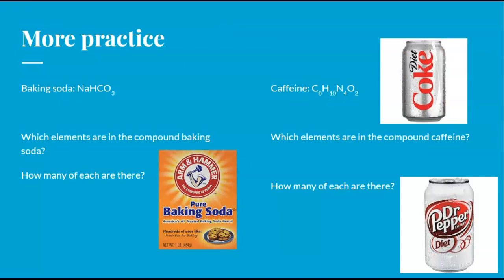2 more practice. Here we go. We've got baking soda, what you use in cooking and baking, cakes, stuff like that. The chemical formula is NaHCO3. So take a minute, pause the video, try to figure out which elements are in the compound and how many of each are there. Okay, did you figure it out? For elements, we've got Na, which is sodium, H, which is hydrogen, C, which is carbon, and O, which is oxygen. For all of them, Na, H, and C, they all have 1, and just oxygen has 3. So 1, 1, 1, and 3.